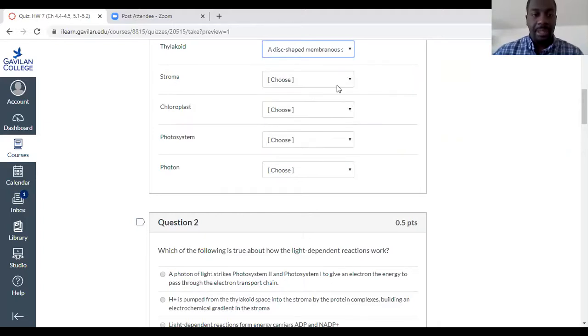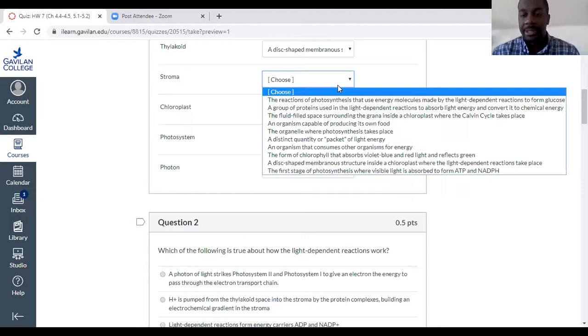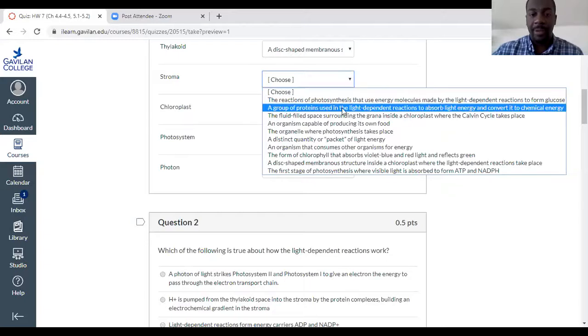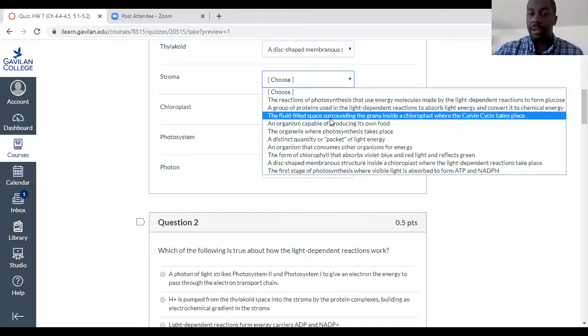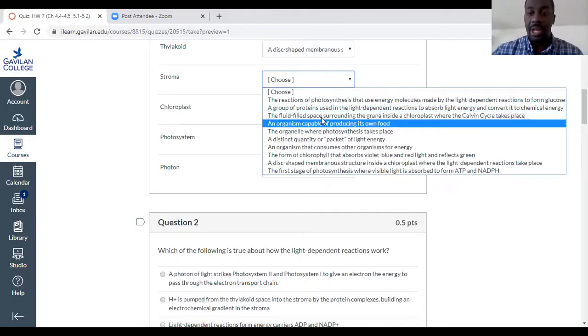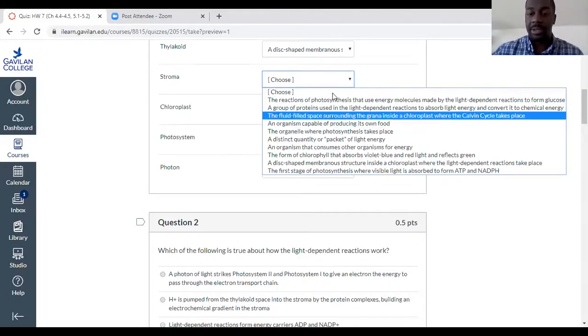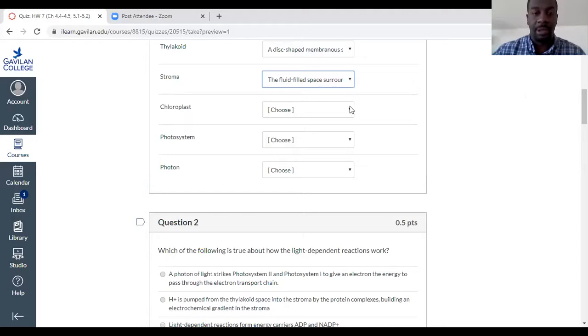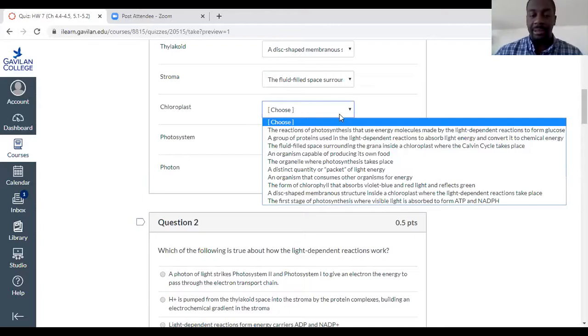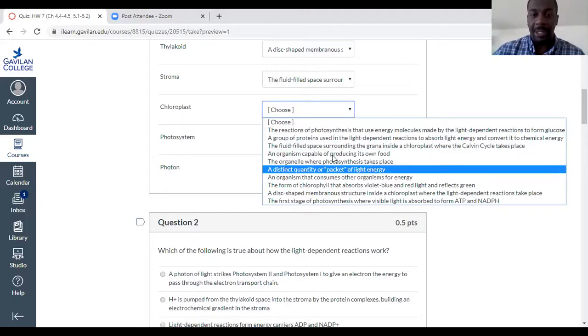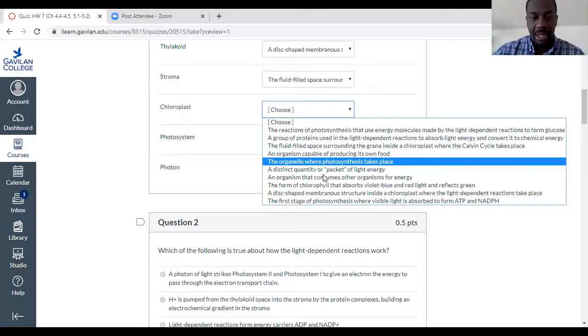Perfect. Okay, what about the stroma? The fluid-filled space, right. So it's the fluid-filled space around each of the grana, which are those stacks of thylakoids. So that's where the Calvin cycle will be taking place. Perfect. And again, we'll look at that in a little more detail going forward too. Okay, the chloroplast. What do we think the chloroplast is? The organelle where photosynthesis takes place. Right.